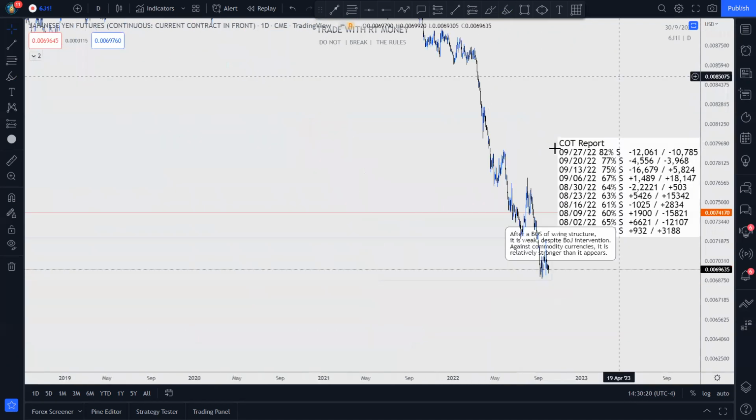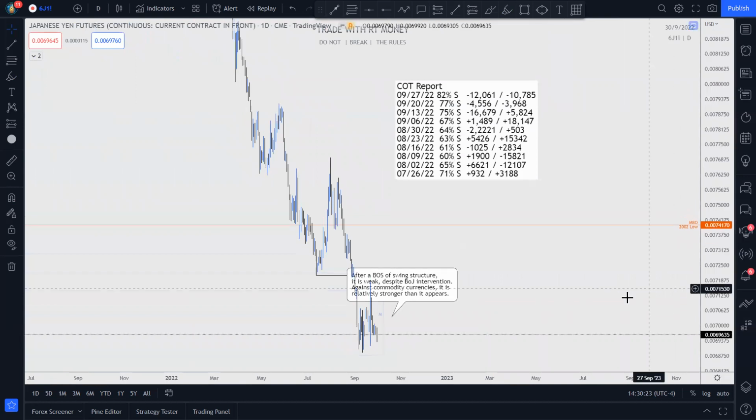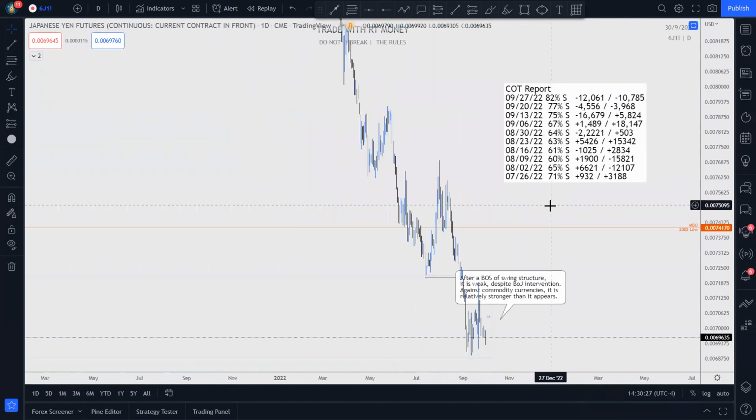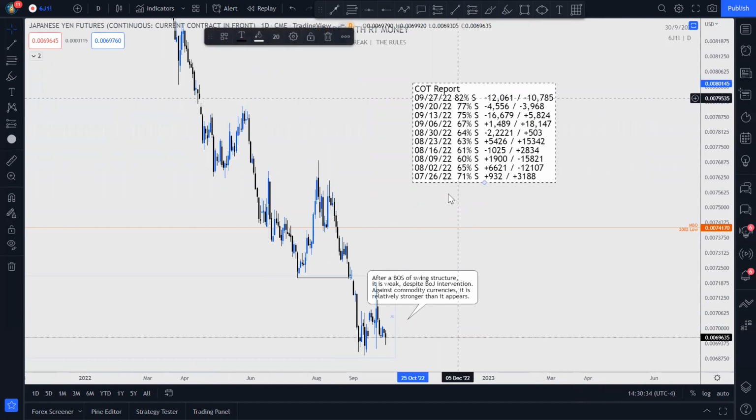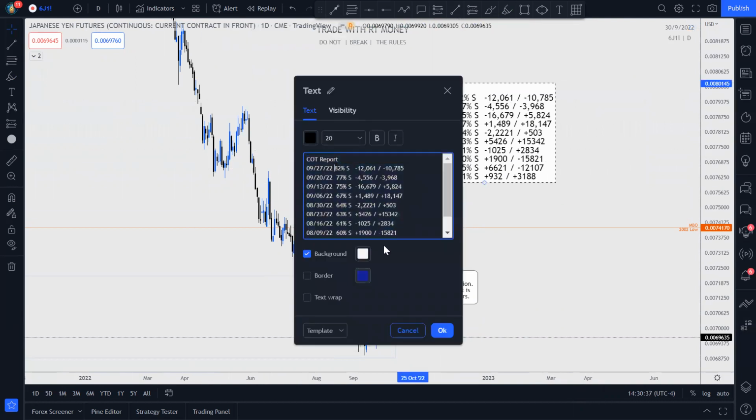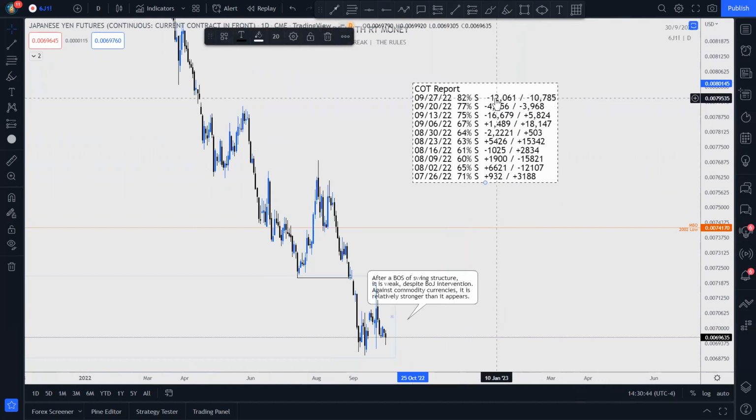Meanwhile, the Japanese yen, an interesting one. The Bank of Japan intervened last week, right? Tried to prop it up a little bit, and it had seemingly a short-term effect. The COT report has 82% of banking institutions short on the yen, right? Interesting numbers. Almost an equal number of closures of the long positions and short positions. 12,000 for the longs, 10,000 for the shorts.